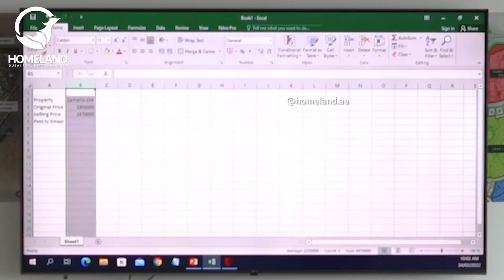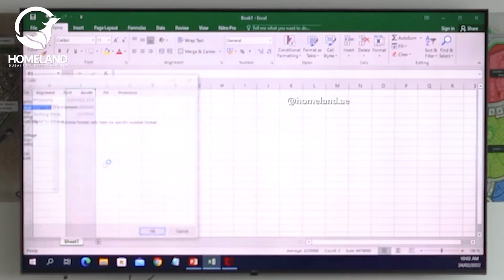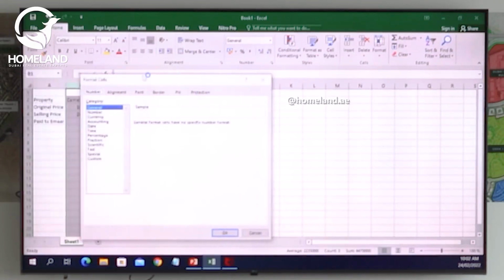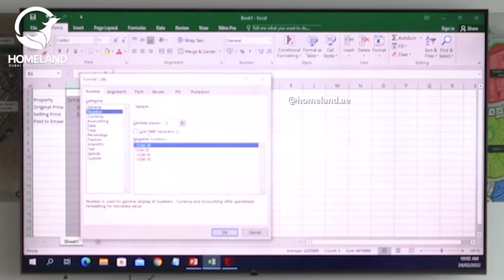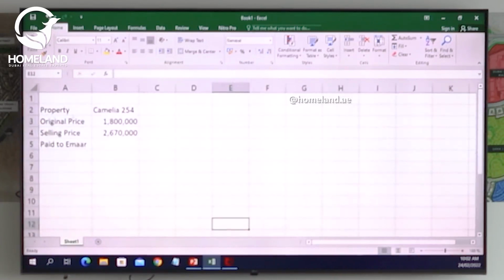Guys, look at this. Right click, format cells. Can you zoom in? I'll try. Number. I'll change it to a number, use the 1000 separator and zoom in.